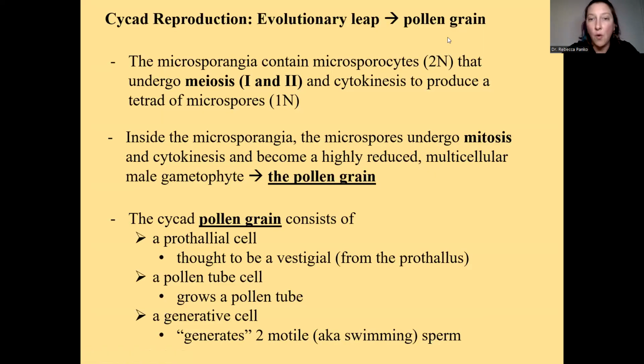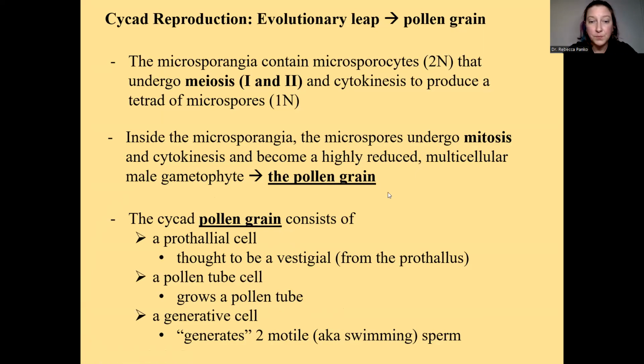Oh, and this is something I said last time. These are the parts of a pollen grain. A pollen grain has a prothallal cell, which we don't really know what it does. There's a pollen tube cell that allows the sperm inside of the pollen grain to grow to the egg. And there's a generative cell that generates the two swimming sperm. So these are the parts of the pollen grain.